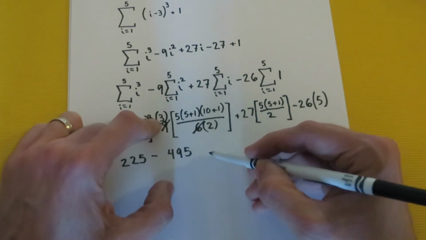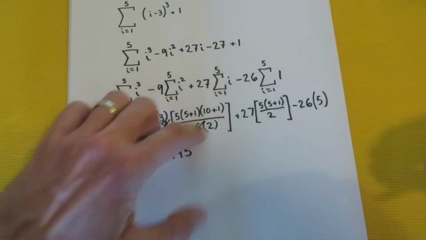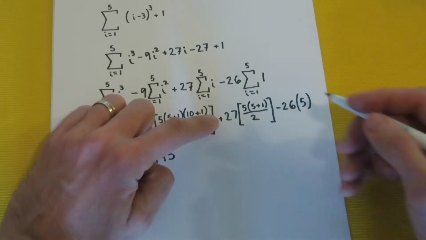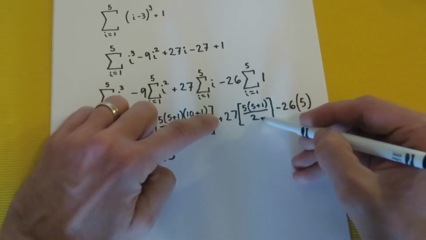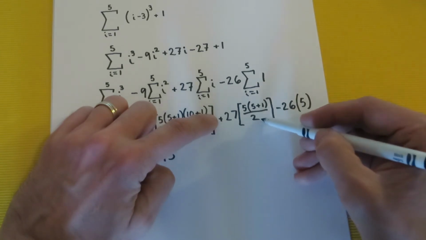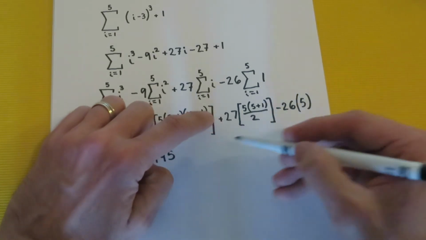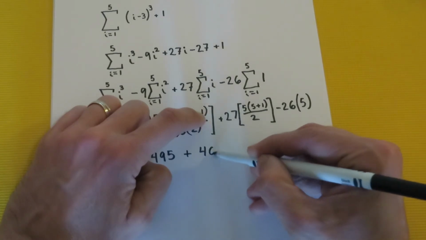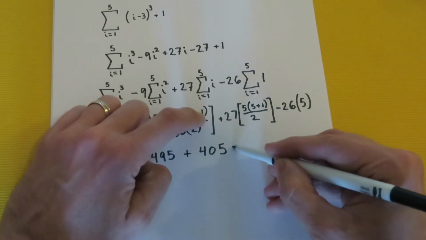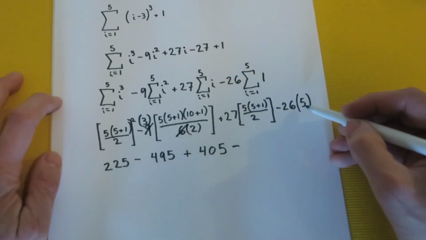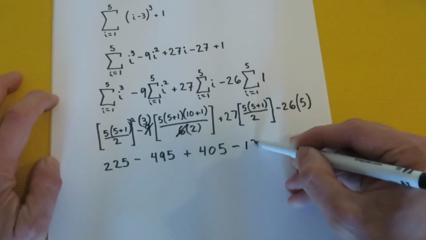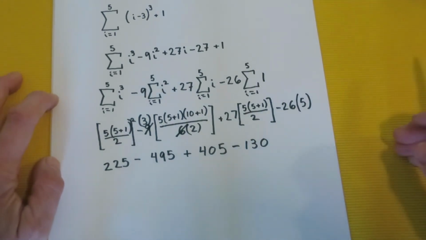This is a good workout for your brain. Over here we have 27 times 5 times 6 is 30, divided by 2 is 15. 27 times 15 is going to give us 405. And finally we have our 26 times 5, which is just going to give us 130. Alright.